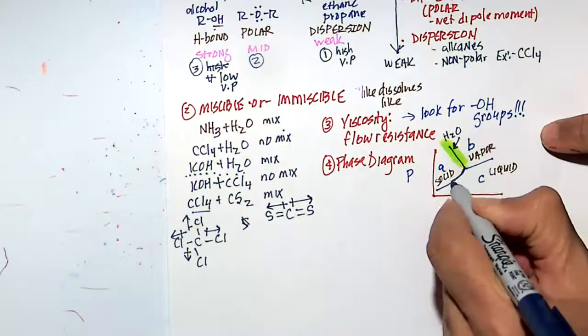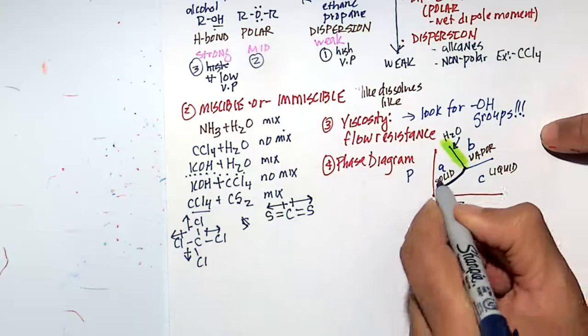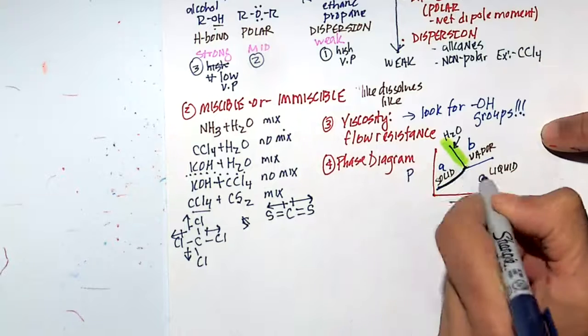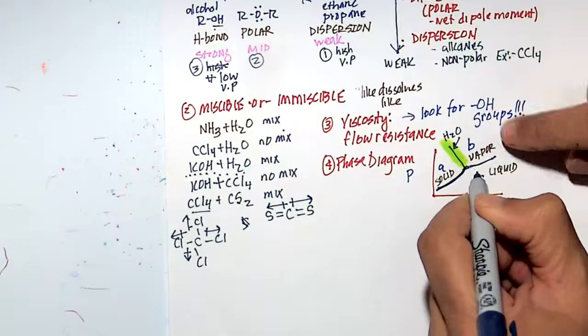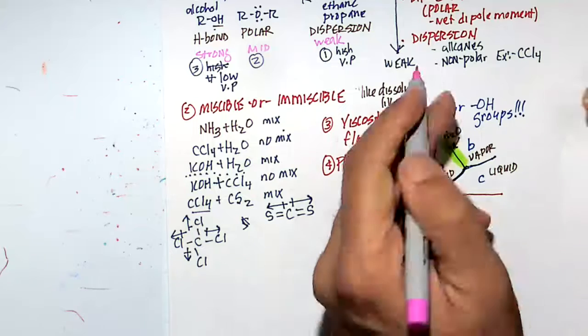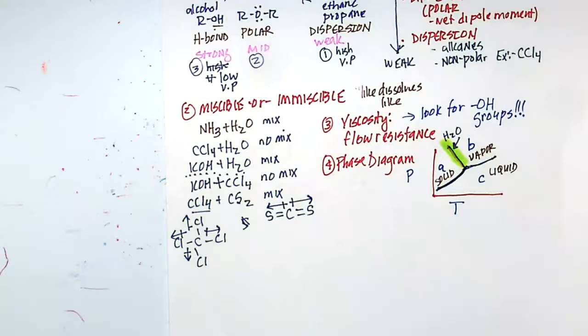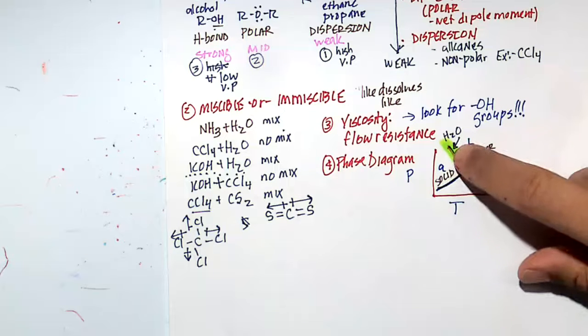Obviously, we have things on the lines that straddle two phases. So if you're on this line, you're between solid and liquid. If you're on this line, you're between a gas and a liquid, vapor and a liquid. If you're on this line, you're between a solid and a vapor. So you actually have two phases if you're at this temperature and pressure.